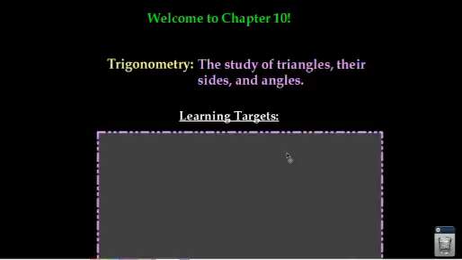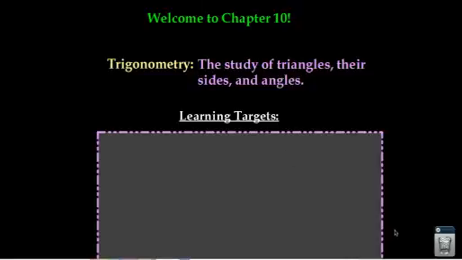Welcome to our first lesson in Chapter 10. For this chapter, we're going to be focusing on trigonometry. And trigonometry, in its most basic definition, is the study of triangles, their sides, and angles.